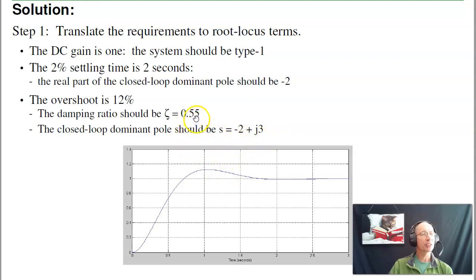Tells me that the pole should be at -2 plus j3. Damping ratio tells you the angle. I know the real part of the pole. From trig, I can calculate the complex part to set the angle. And tangent theta is opposite over adjacent. Gives me my pole. So come up with a compensator to place the closed loop dominant pole at -2 plus j3 while making it a type 1 system.